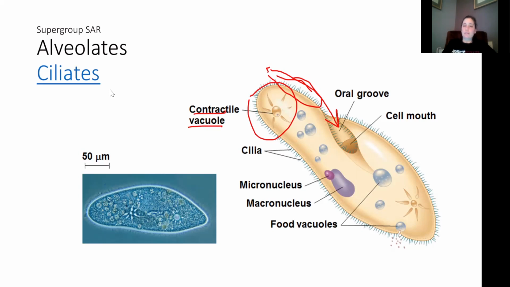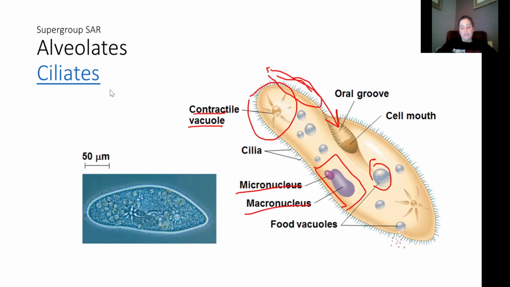I think the video that I posted on Moodle for lab shows a contractile vacuole filling up and then kind of spitting the water out. They also have food vacuoles. When food is brought in, it's put into a little vacuole. And you'll notice they have two nuclei. That's an important distinguishing characteristic of the ciliates.